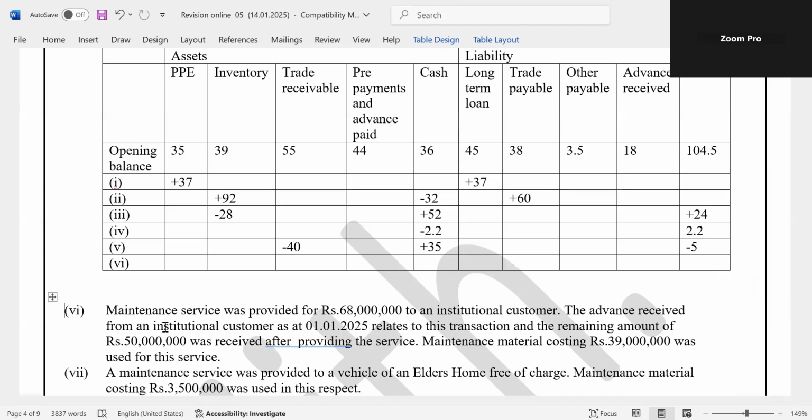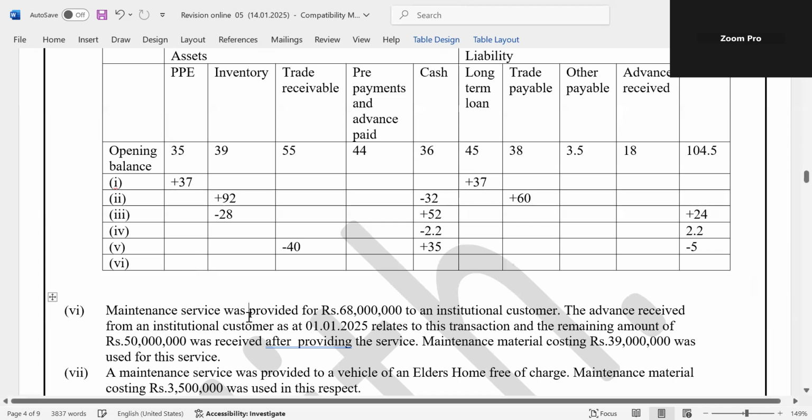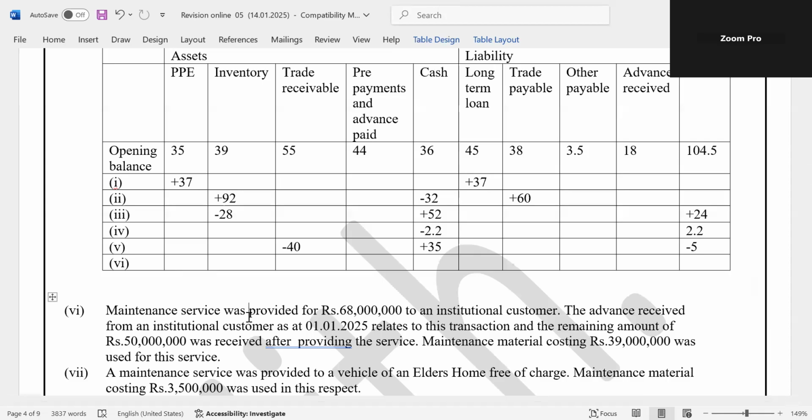Now see what happens here. 39 million worth of goods were sold for 68 million. But the advance of 18 million was received earlier, and the balance amount was received in cash now. Therefore, it is like cash sales, but an advance received amount is available. The advance means we received it earlier. The balance amount was received in cash after providing the service. It is like cash sales, but the money, 18 million, was received earlier, and the balance 50 million received in cash now.